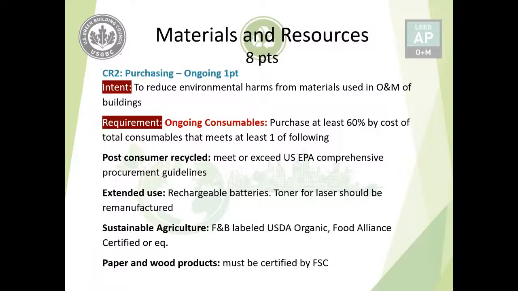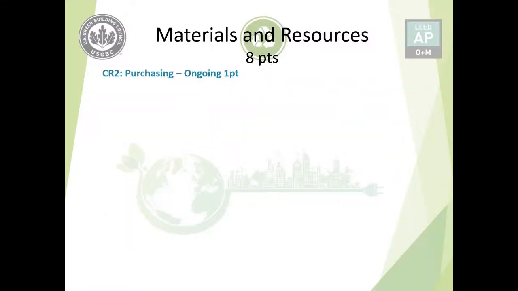So the first one is that it meets or exceeds the US EPA, which is the United States Environmental Protection Agency, Comprehensive Procurement Guidelines, or it is for extended use, like rechargeable batteries, or toner for the laser that is able to be remanufactured. Sustainable agriculture is certified for food and beverage, labeled by USDA, which is the United States Department of Agriculture, Organic, or any Food Alliance certified, or any other equivalent if the project is outside the US. All the paper and wood products would be certified by FSC, which is the Forest Stewardship Council. And there are more to come in the next slide.